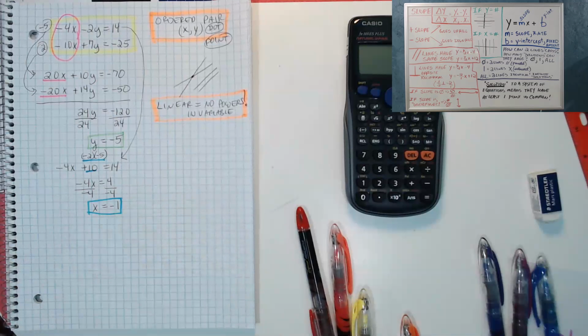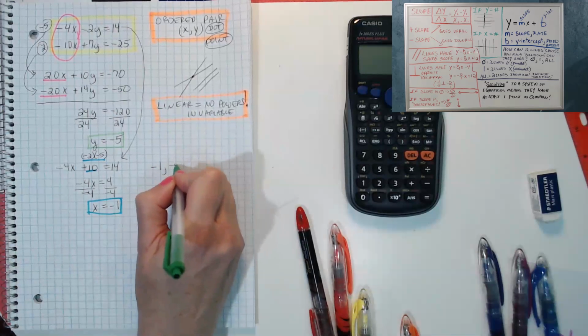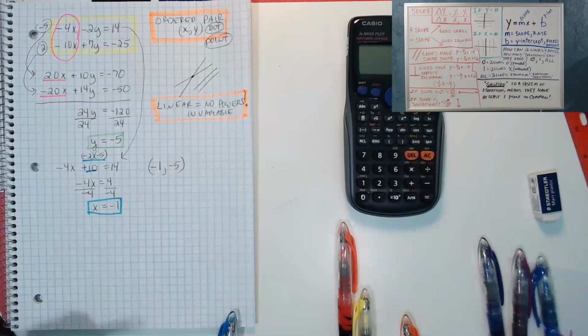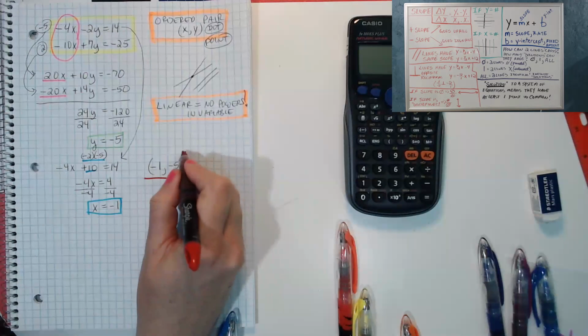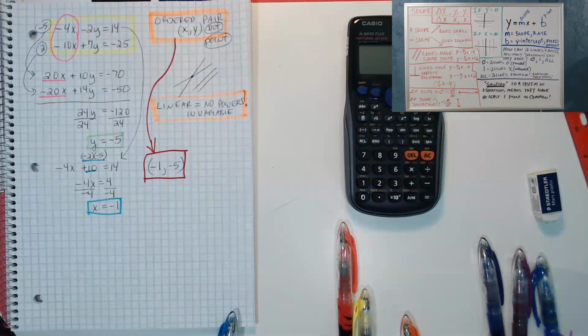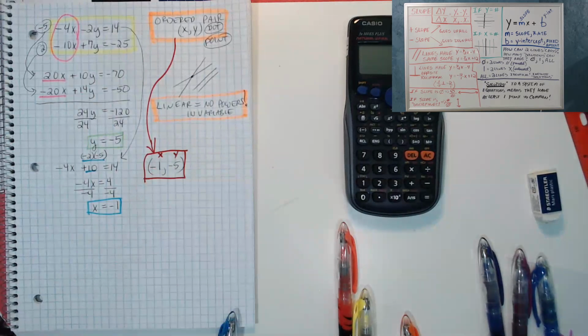So what does the solution as an ordered pair look like? -1, -5, so x, y. Yep, that's right. So if they want it that way, that's your x and your y.